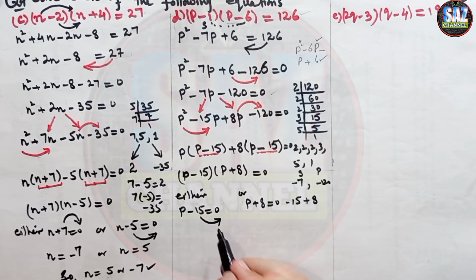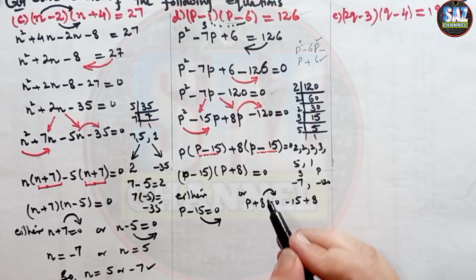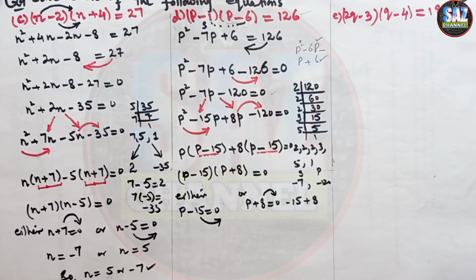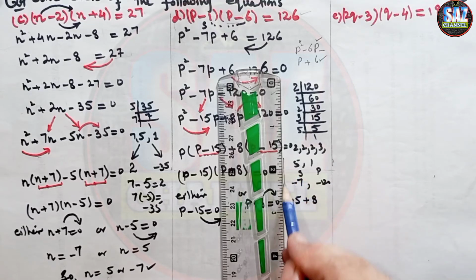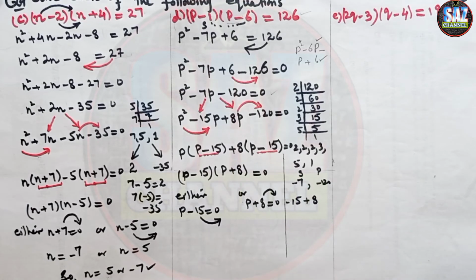Shift this constant to other side. Okay, let me draw the line here, because that was the trial area, so that my students should not mix the root with that. Then equation will take the form p equals to 15 or p equals to minus 8. So the solution or the root for this question are p equals to minus 8 or 15. I hope you are clear about this question, and let's move to the next question.